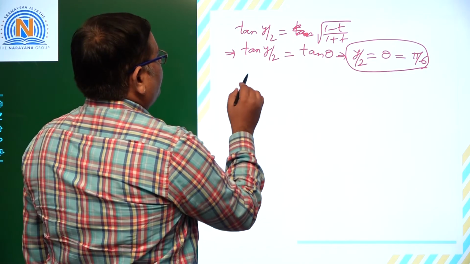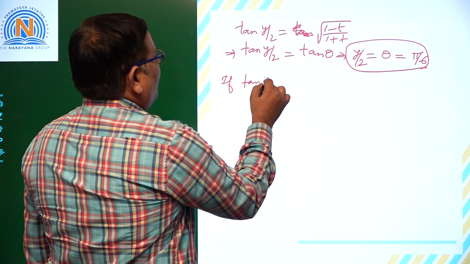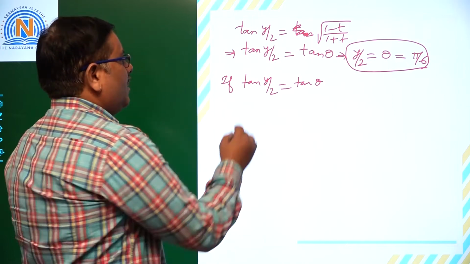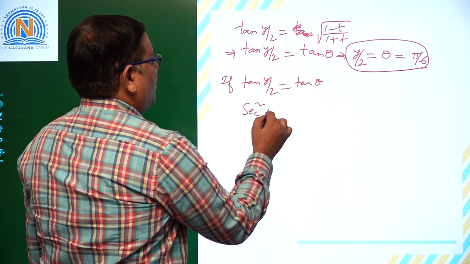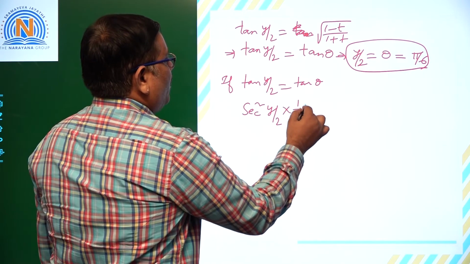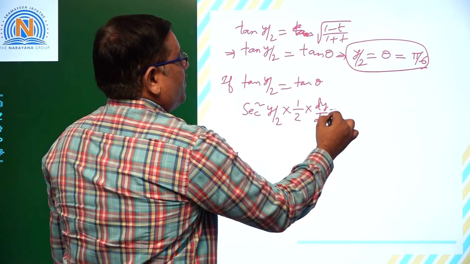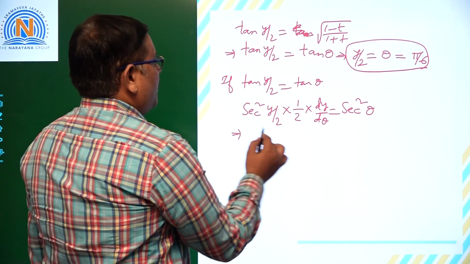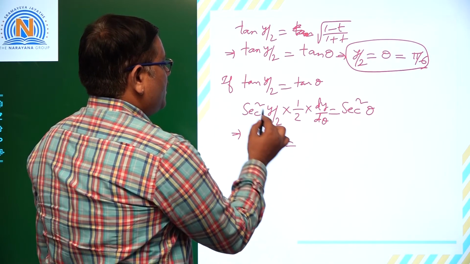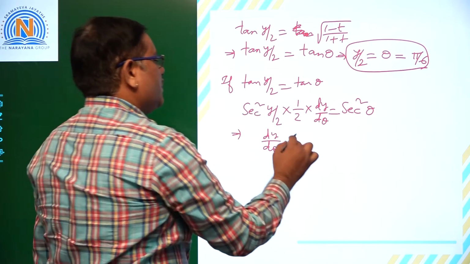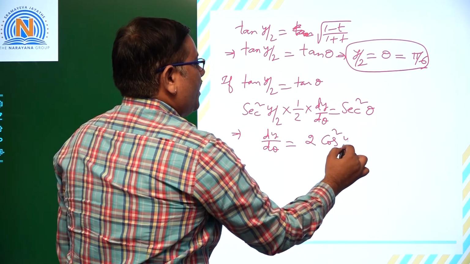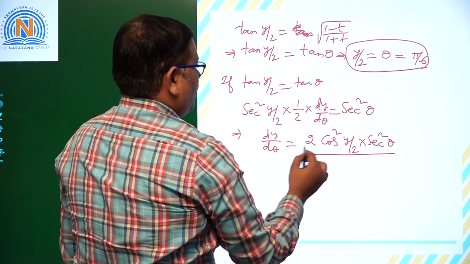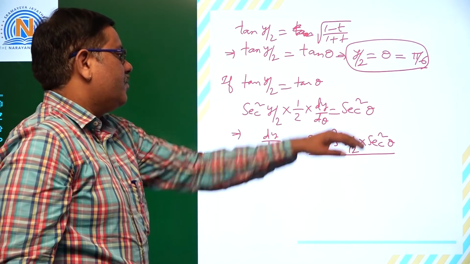Now, one more thing. If at all tan y by 2 is equal to tan theta, let us differentiate both sides with respect to theta. Then we have secant square y by 2 into 1 by 2 into dy by d theta, that is equal to secant square theta. Because dy by d theta we need, that implies dy by d theta value is going to be 2 cos square y by 2 into secant square theta, because it is transposing to the other side.